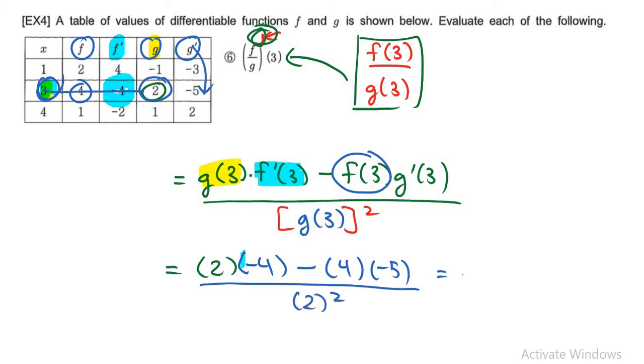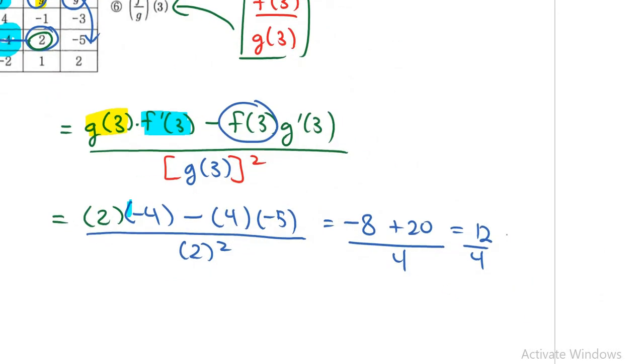All right, let's go ahead and finish this off. I have negative 8 plus 20 all over 4. And that's going to give me 12 over 4. And 12 over 4 has a value of 3. Alright, so that concludes that video. Done.